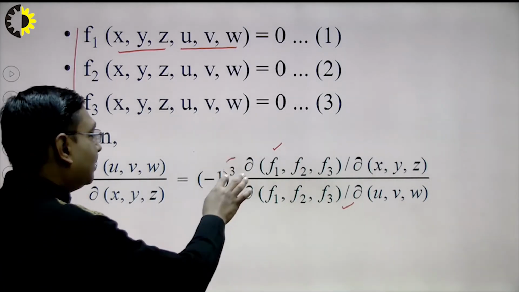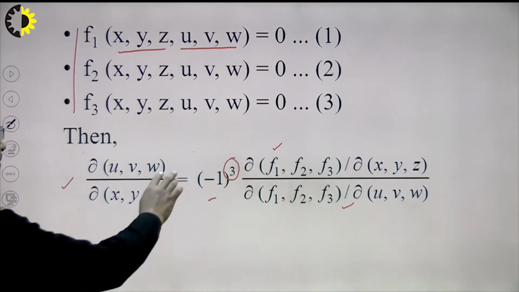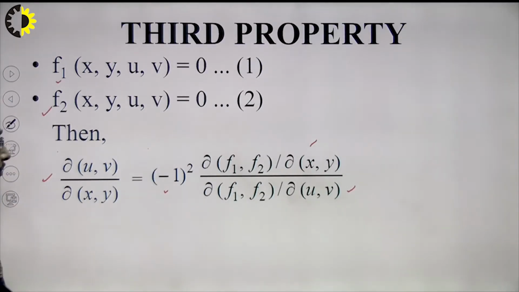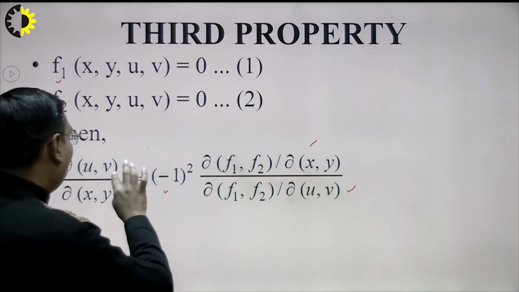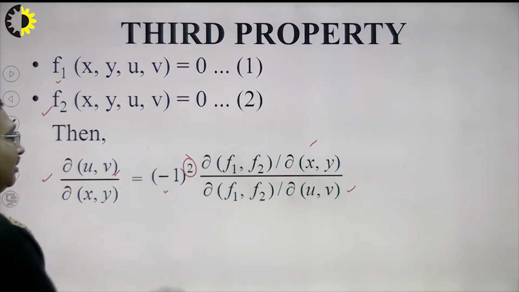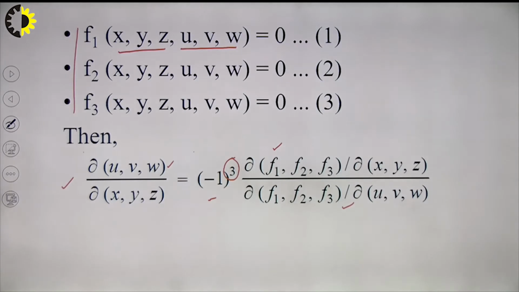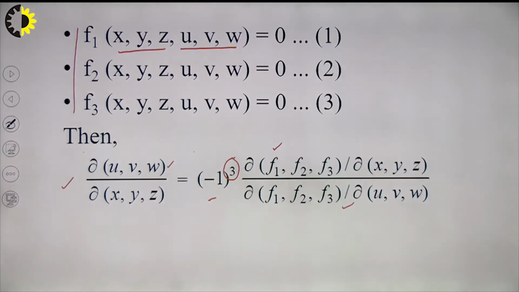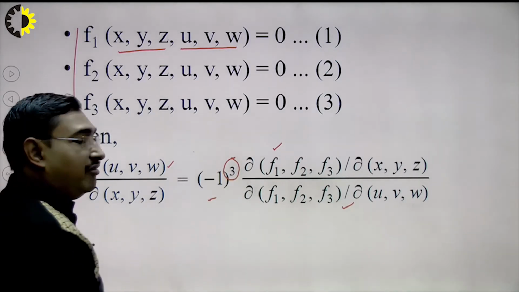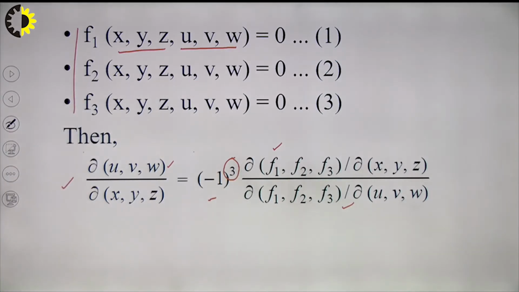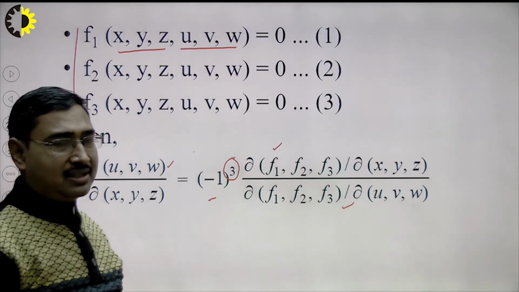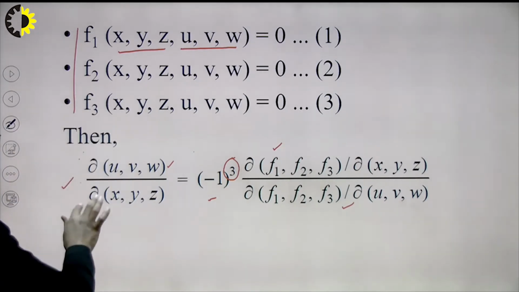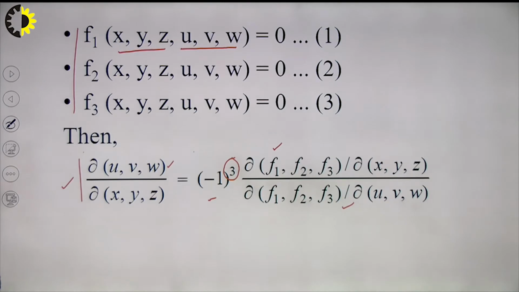This 3 is occurring because we are working with a 3 by 3 Jacobian. In the previous slide, when it was a 2 by 2 Jacobian, we wrote minus 1 raised to the power 2. Similarly, if there are 4 functions and 4 independent variables, then this power will become 4. Now, we are going to take examples to understand the procedure to calculate the Jacobian by this process.